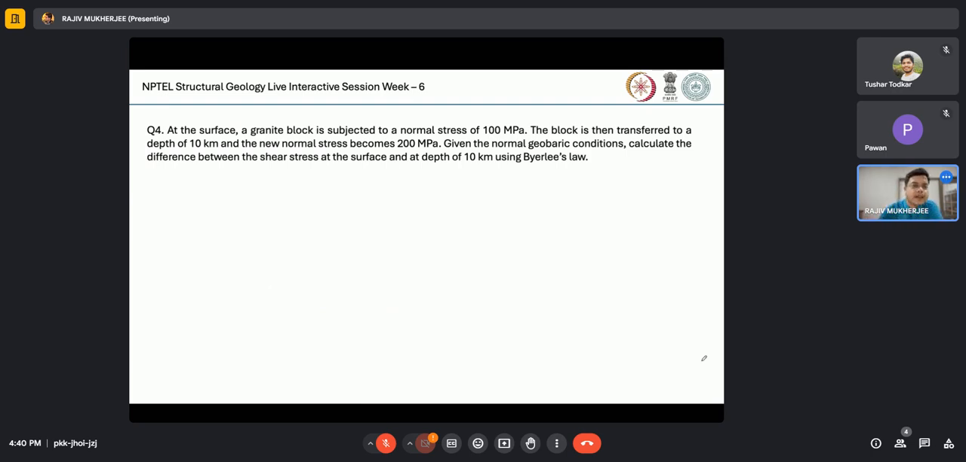The question says that at the surface, a granite block is subjected to a normal stress of 100 MPa. The block is then transferred to a depth of 10 kilometers, and the new normal stress becomes 200 MPa. Given normal geobaric conditions, calculate the difference between the shear stress at the surface and at a depth of 10 kilometers using Byerlee's law. So you have to remember Byerlee's law in this case. So what is Byerlee's law? Can you say, if you have gone through the lecture?